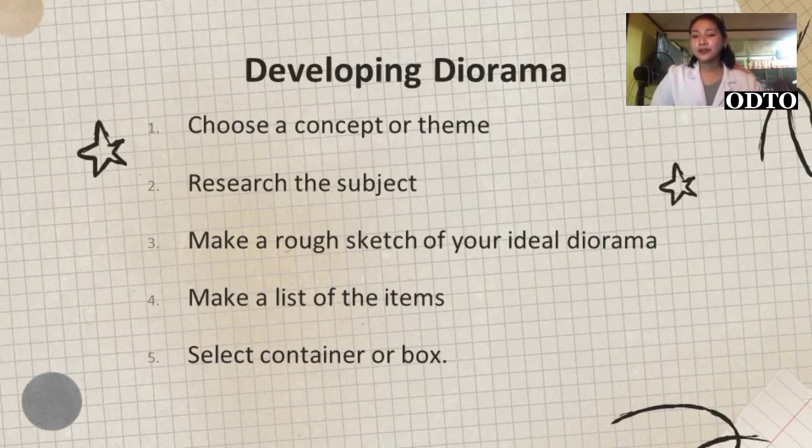project. In developing a diorama, the first thing to do is to choose a topic or a theme. You can choose to portray a scene from a historical time, from a book, or an example of an ecosystem, an animal or plant group, or something else entirely. Number 2, research the subject. Once you've chosen a theme, you'll need to do research to make your diorama as lifelike as possible.